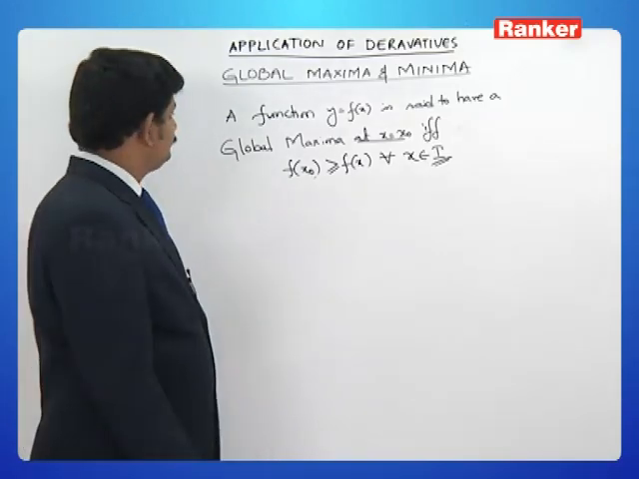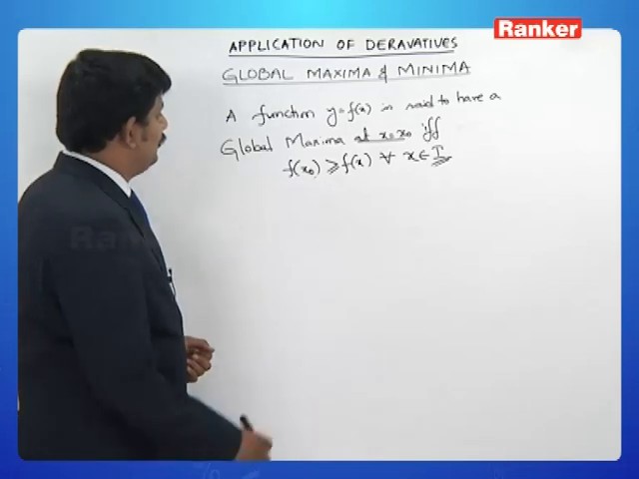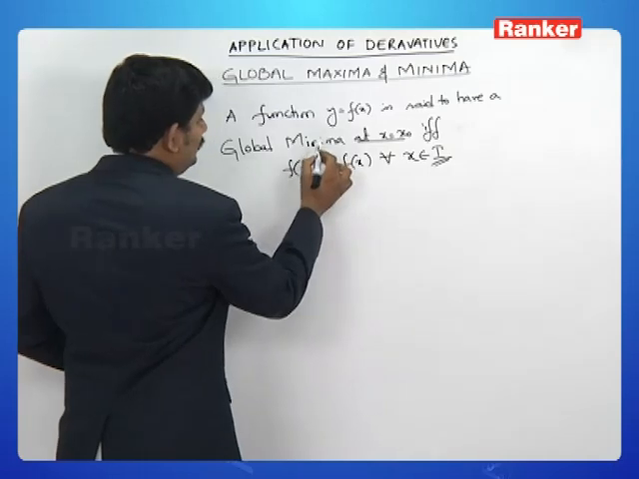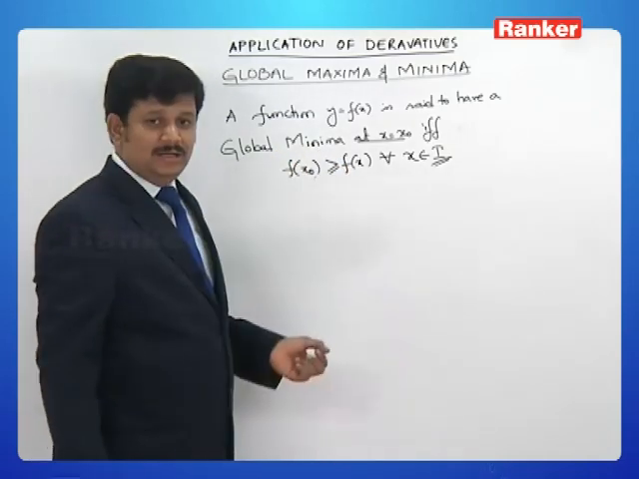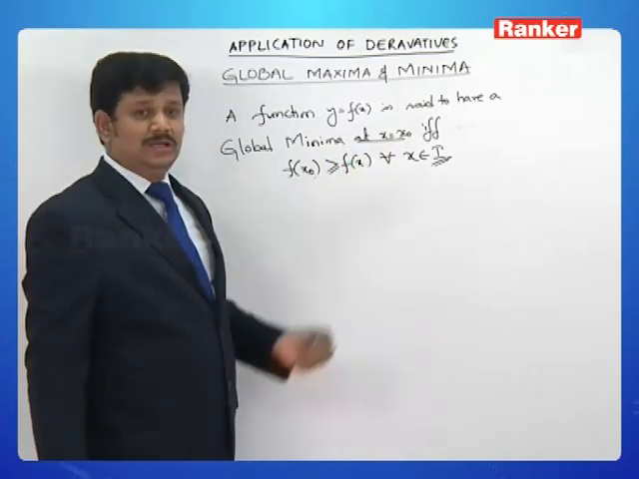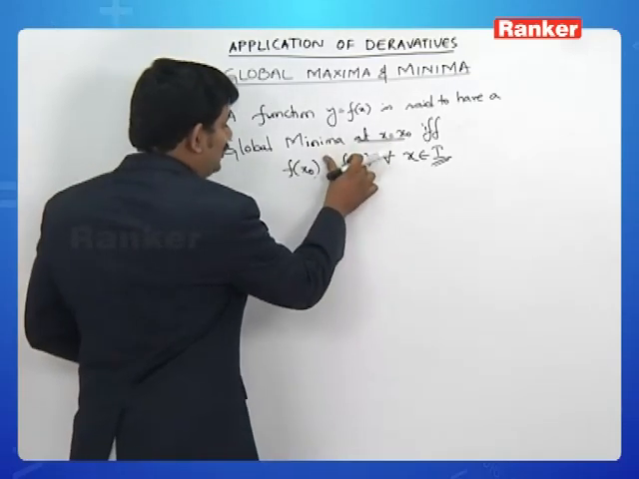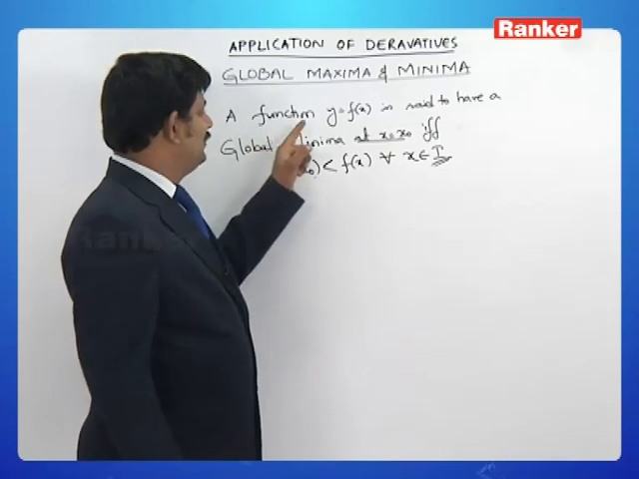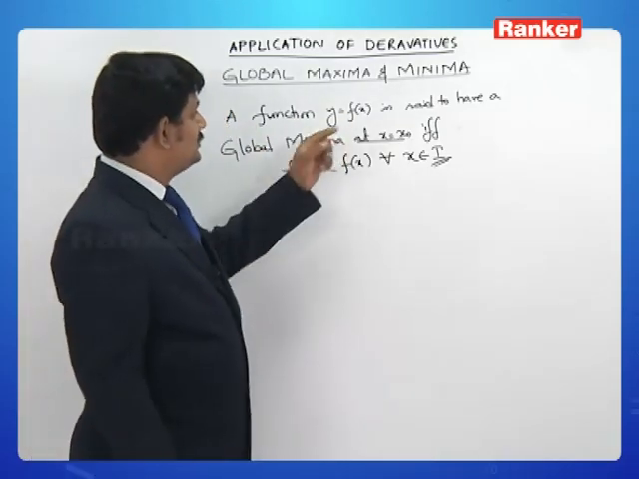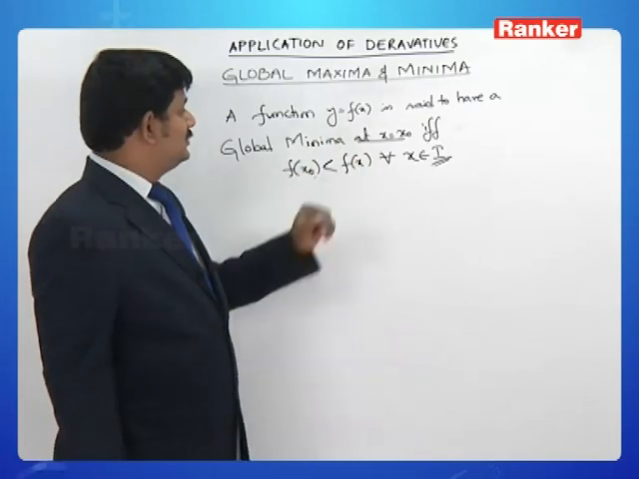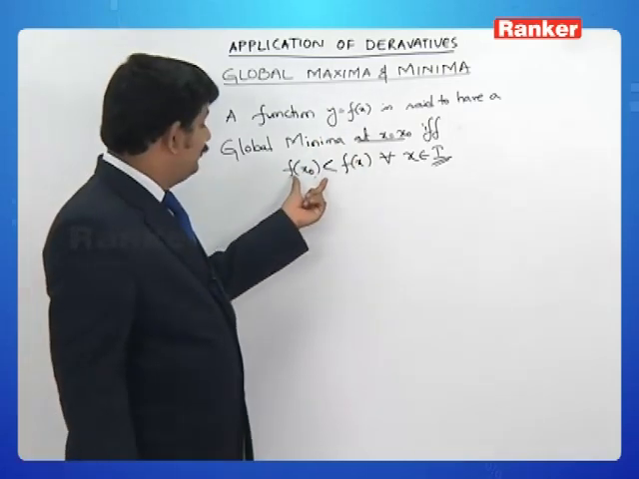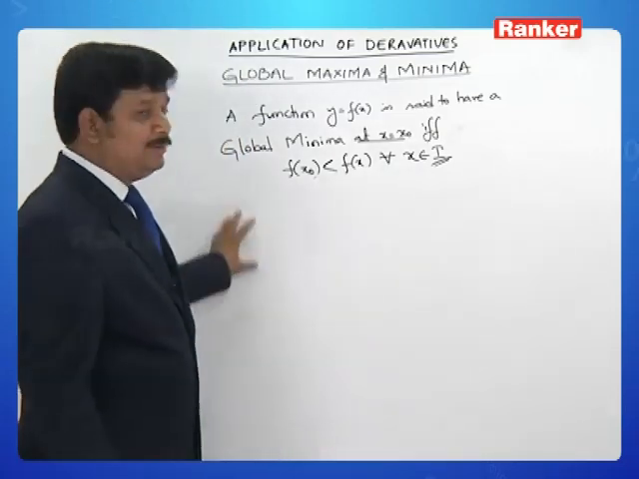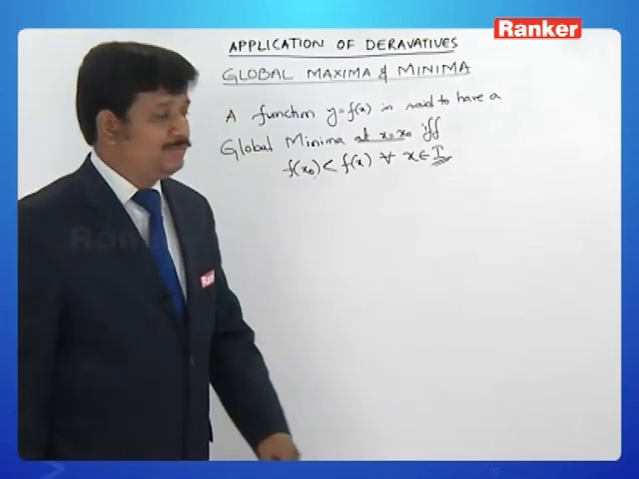And similarly, the definition of global minima: a function f of x is said to have a global minima in an interval I at x equal to x naught if and only if f of x naught is less than or equal to f of x for all x belonging to I. So this is the definition of global maxima and the definition of global minima.